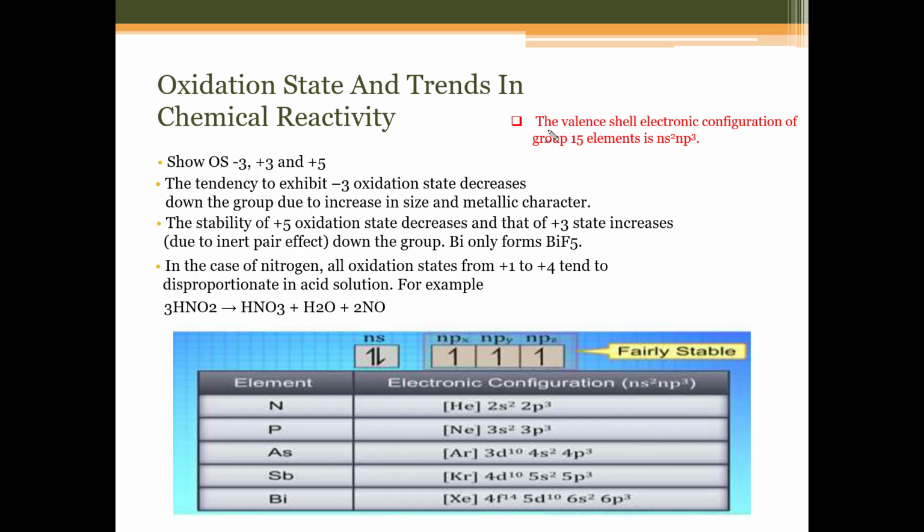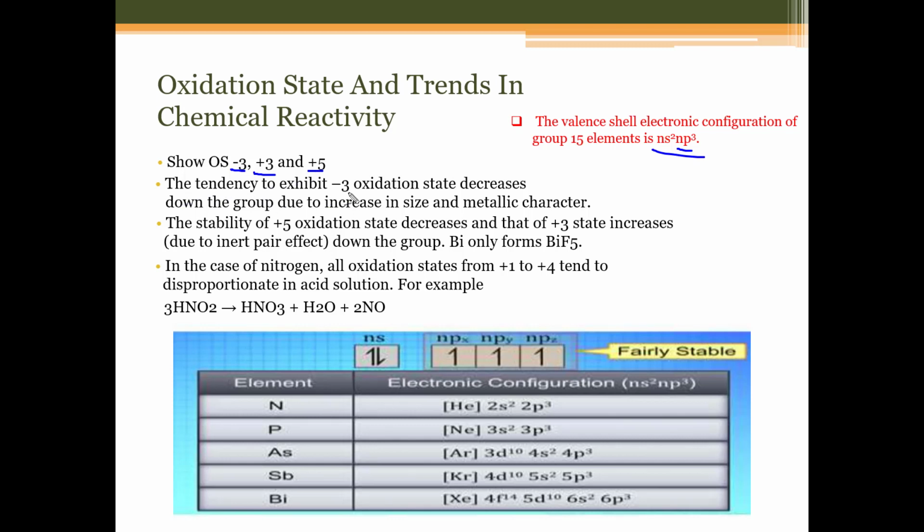In the previous class, we have learned that the valence shell electronic configuration of group 15 elements is ns²np³. That means the p orbital can accept 3 electrons to exhibit a negative oxidation state of -3. Or maybe if it loses 3 electrons of the p orbital, it would exhibit an oxidation state of +3. Or maybe if it loses all the 5 valence electrons, it would exhibit an oxidation state of +5. And so that's the reason that the group 15 elements would have an oxidation state ranging from -3 to +5.